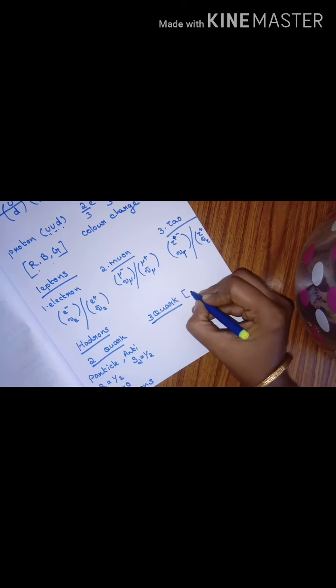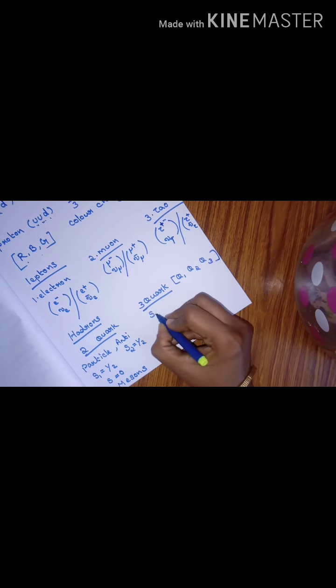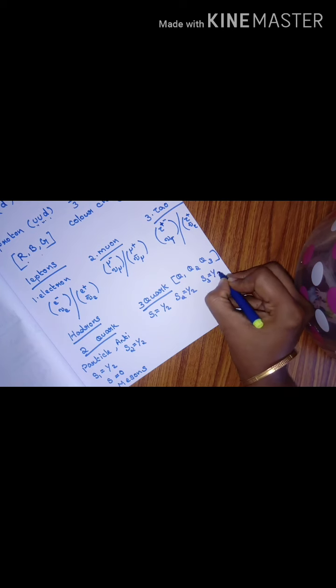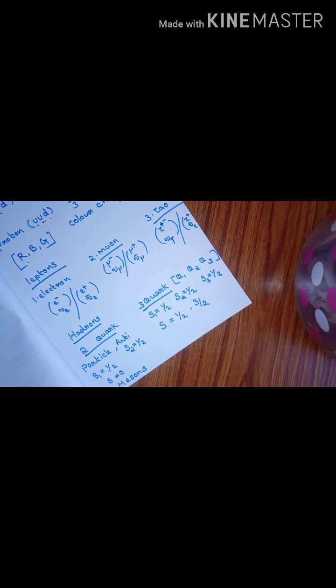Next is the three quark group. The three quark group contains three quarks Q1, Q2, Q3. Spins are S1 equal to half, S2 equal to half, S3 equal to half. Then the total spin S is equal to half and 3 by 2. This gives rise to two classifications of groups. We already said the three quark group is called baryons. Since S is equal to half, one group is called spin half baryons, and the other group is called spin 3 by 2 baryons.